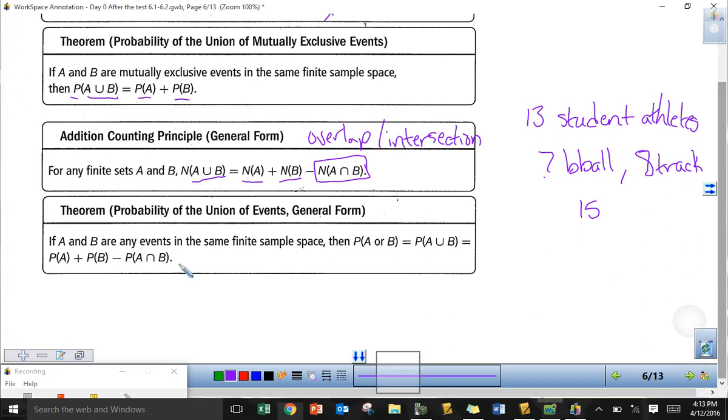Again, it works the same way for probability. Okay, we've got probability of A or B. Notice this or, that's the same thing as up here, the union. Union means or for us in words. It's going to be equal to the probability of A plus the probability of B, and then we just want to take off the probability that both happened because we don't want to count them twice.